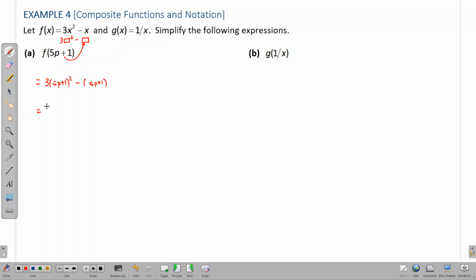Okay, so we need to FOIL here. So this is going to be 3 times 25p plus 10p plus 1 minus 5p minus 1. Distribute the 3, so we get 75. Oh, I forgot my square on that. Right, this came from multiplying this by itself. Should have been a p squared there. So 75p squared plus 30p plus 3 minus 5p minus 1. All right, and then combine like terms, so we've got 75p squared plus 25p plus 2.